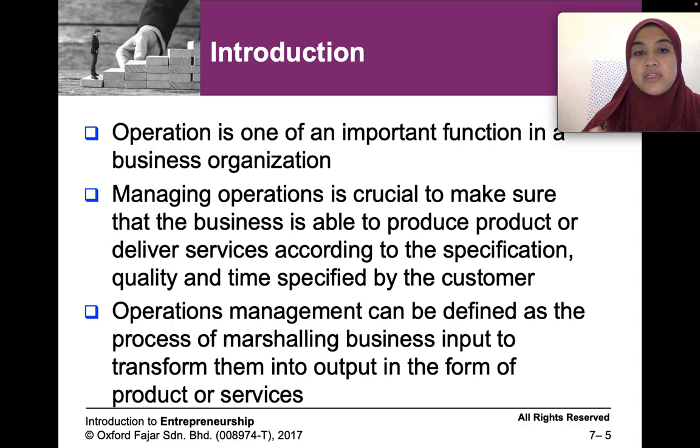So we don't want this thing to happen. That's why it is crucial for the company to make sure that the business is able to produce product according to the specification, quality and time specified by the customer.